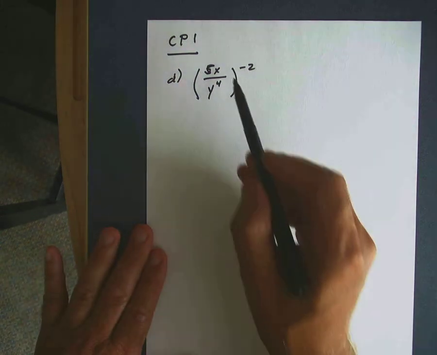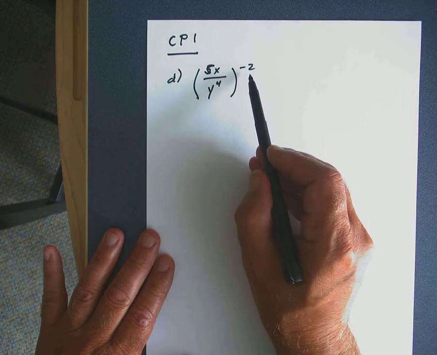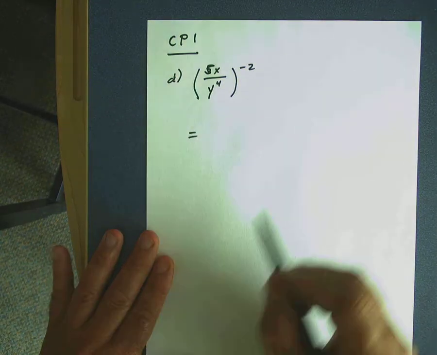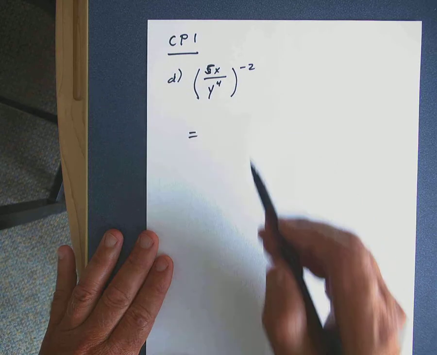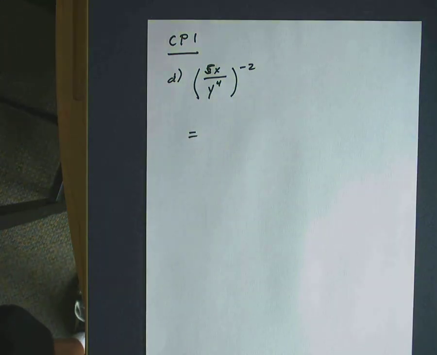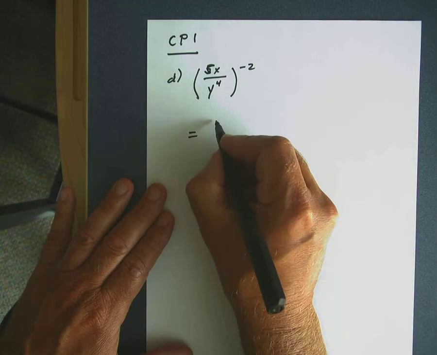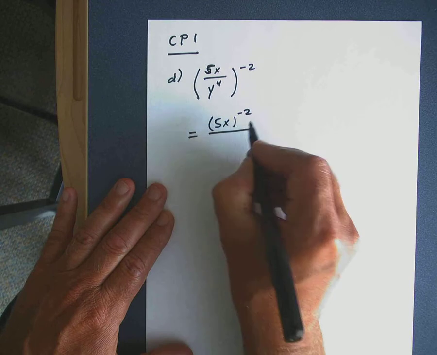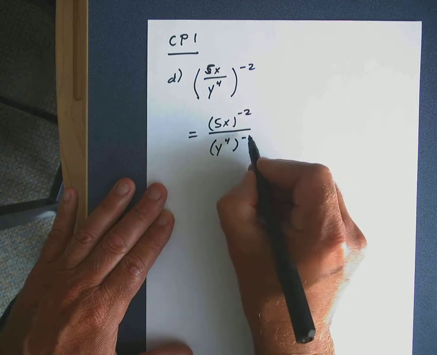And this is it. We have a fraction, 5x over y to the fourth, and that whole fraction is raised to the negative 2 power. So we can use one of our properties, first of all, to apply this exponent to both the numerator and denominator. That's called the quotients raised to powers property. So first of all, we have 5x raised to the negative 2 power, and then we'll put it on the denominator, and we have y to the fourth raised to the negative 2 power.